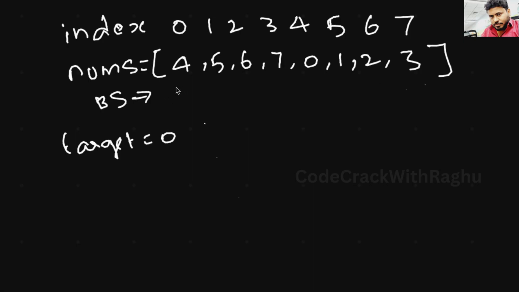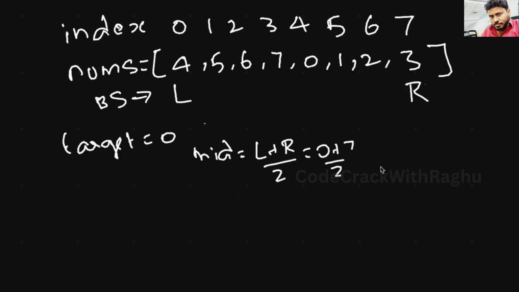The left value is the initial index value, which is 4 here, and the index will be 0. So the 0 index will be left, and the end index will be the right. From here we need to calculate the mid. First index plus last index divided by 2, that is the mid value. So mid is equal to (L plus R) by 2, which is (0 plus 7) by 2, 3.5. The rounded value will be 3.